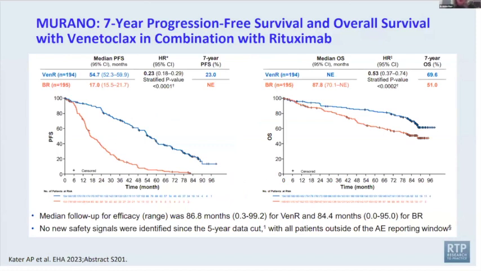The 7-year outcomes were updated at EHA last year by Arn and Kater. This is the 7-year progression-free survival, with a median progression-free survival of 54 months, so about 4.5 years in the venetoclax rituximab arm, clearly doing better than the chemoimmunotherapy arm here.